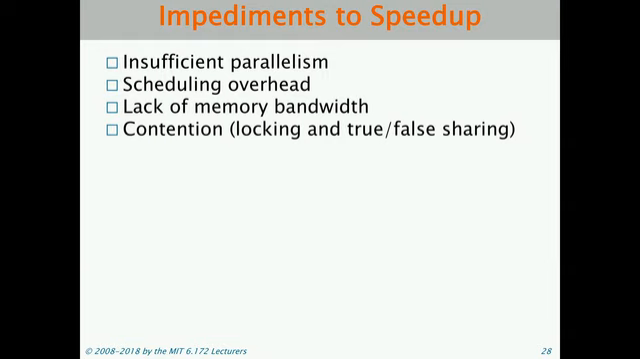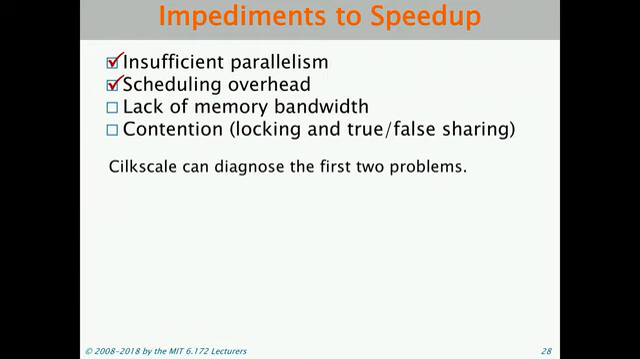So the first two are usually quite easy to diagnose. You can compute the work and the span of your algorithm, and from that you can get the parallelism. You can also use Cilkscale to help you diagnose the first two problems, because Cilkscale can tell you how much parallelism you're getting in your code, and it can also tell you the burdened parallelism, which includes the scheduler overhead.